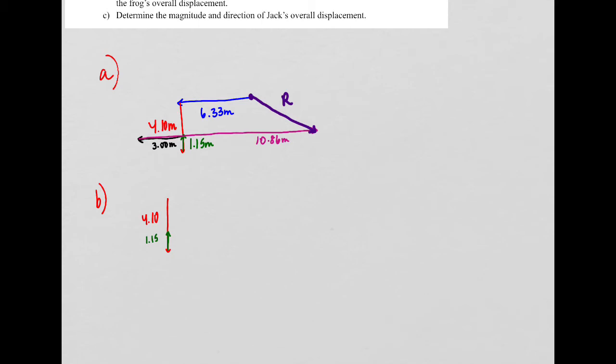Another way that we can do this, when we have vectors going in the opposite direction, is to take 4.10 and subtract 1.15 in order to find the total distance of this, right? So we erase this part. Now let's determine what is the total distance left. So this vector has a total distance of 2.95 meters. Okay, so we're good for all of our vertical components.